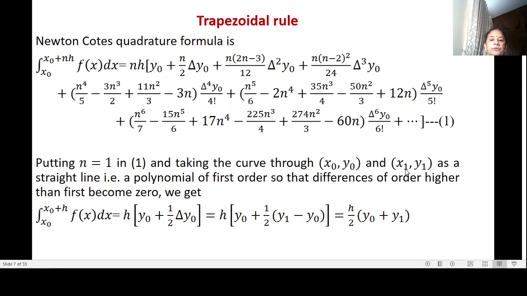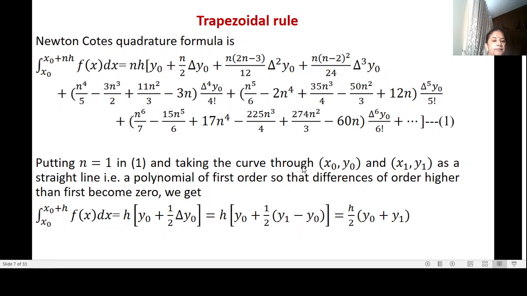x0, y0 and x1, y1. So we have a straight line, right? So taking the curve through x0, y0 and x1, y1 as a straight line, that is a polynomial of first order. There are two tabulated points. So it's a polynomial of first order, so that differences of order higher than 1 become 0.